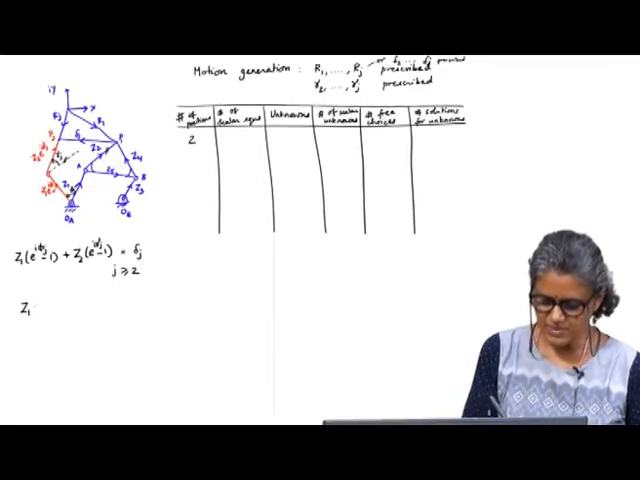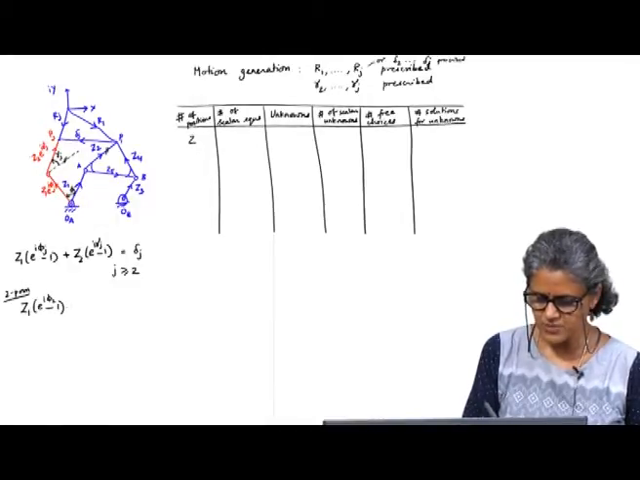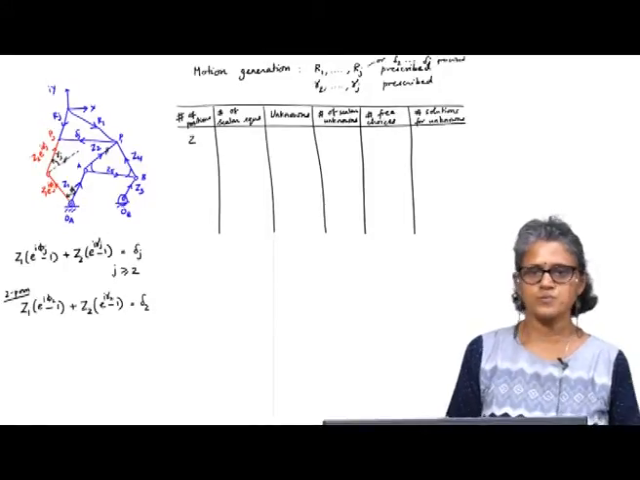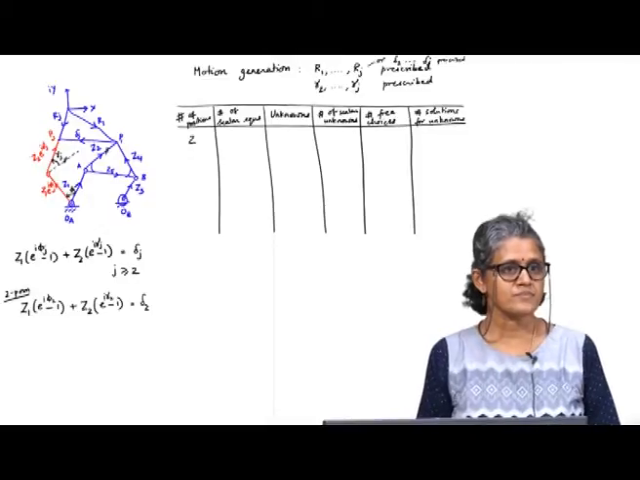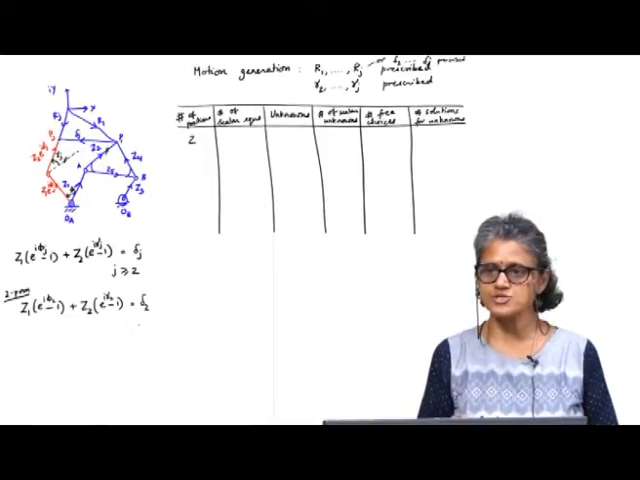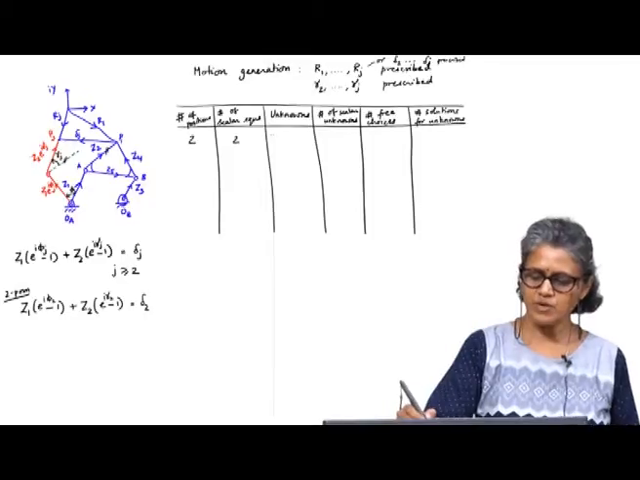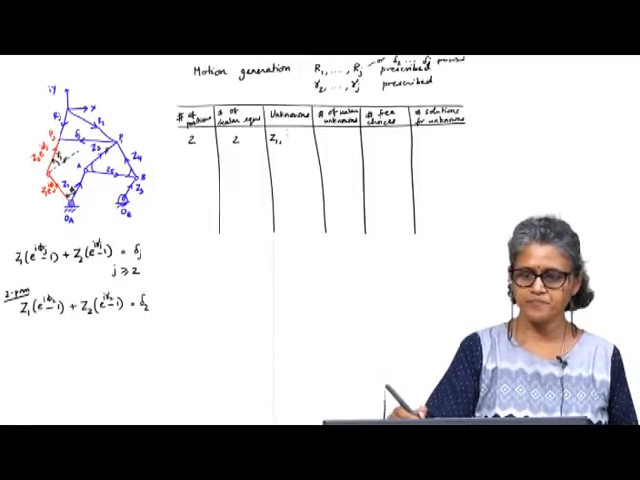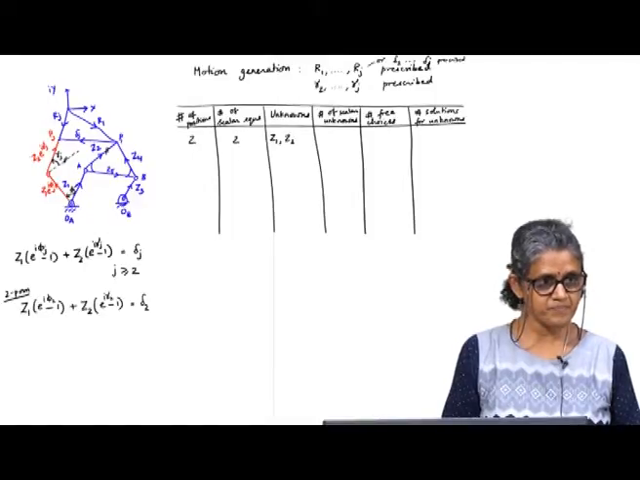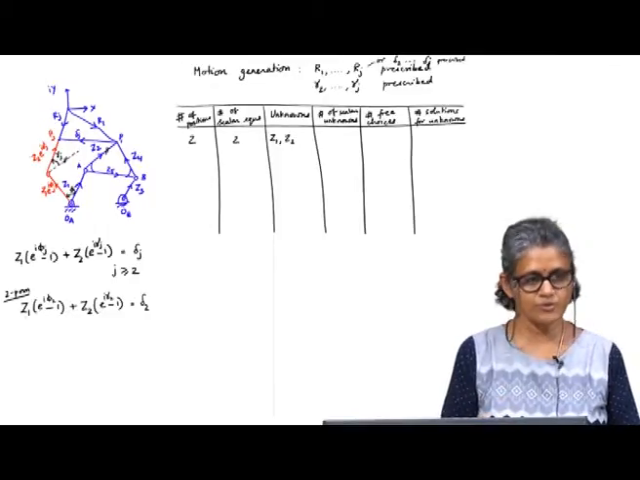So, the equations that I get for the 2 position problem: I have e power I phi 2 minus 1 plus z2 e power I gamma 2 minus 1 equal to delta 2. Are there any other equations? It is a 2 position problem. I get this single vector equation which corresponds to 2 scalar equations. What are my unknowns? I have z1, z2; in this equation gamma 2 is given, delta 2 is given, because that is my design condition. I do not know Z1, I do not know Z2, I do not know phi 2.